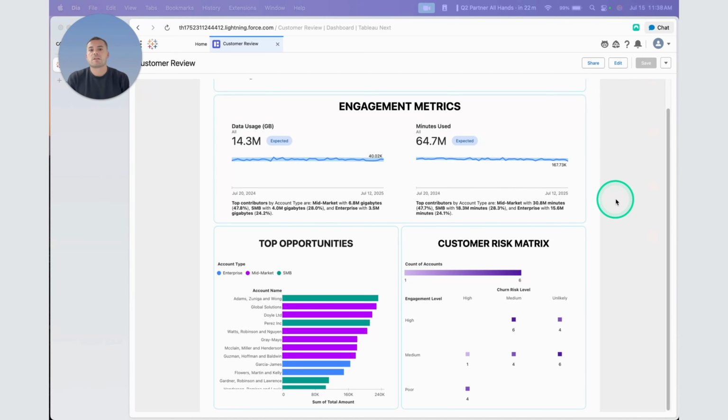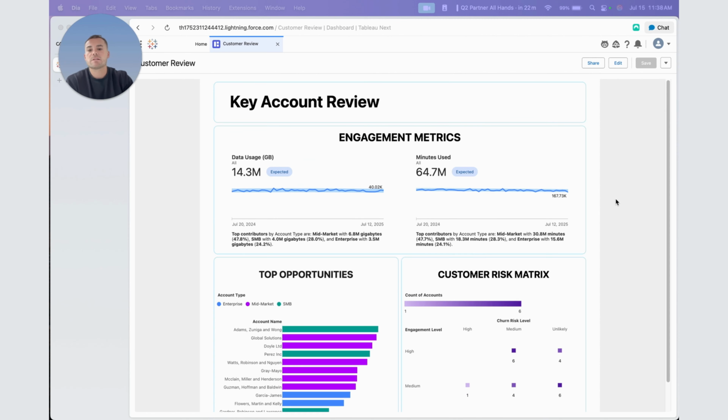In this demo of Tableau Next, I'm playing the role of a sales manager working for a B2B telecommunications business called Skyline Comms. So I find myself in my Tableau Next dashboard reviewing a couple of my key accounts, and I can see some usage metrics of my customers along the top, how much data they are using, and the minutes used as part of their plan.